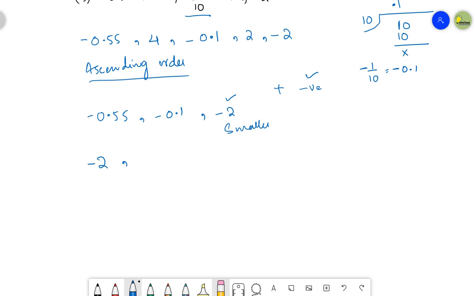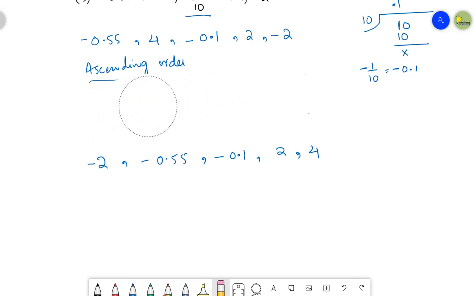Then I have minus 0.55. Why? Because out of these two, 0.55 is a bigger value but with a negative sign. It means it will be considered smaller. Then minus 0.1. This is how you have arranged the negative numbers in ascending order. Now for the positive numbers, we have 4 and 2. It is very easy. We know that 2 is smaller and then we have 4. So this is how I have arranged the numbers in ascending order, right?